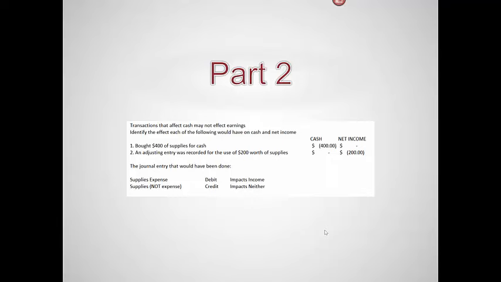So if you notice, we're not impacting cash at this point, but we have brackets around that $200. Why is that? I'm debiting supplies expense. Well, from a net income, a bottom line perspective, we have revenue and we subtract from it expenses. So this supplies expense is actually reducing our net income. That's why we have brackets around it.